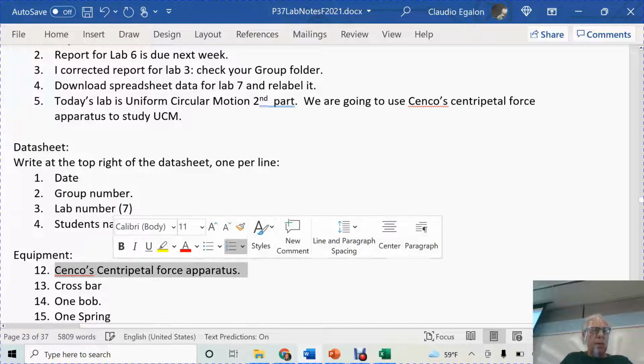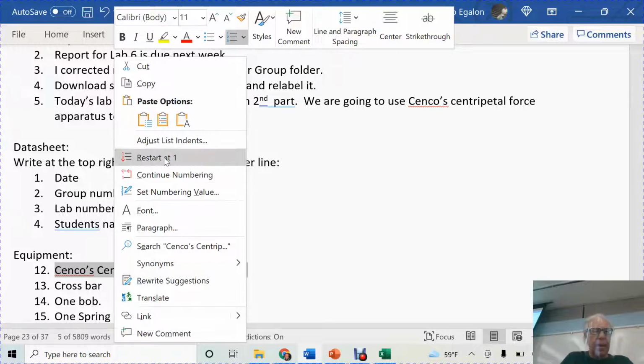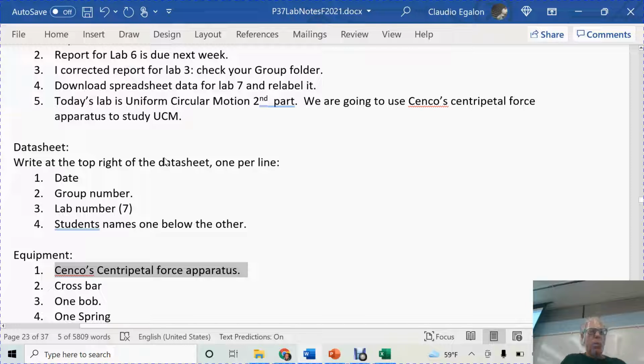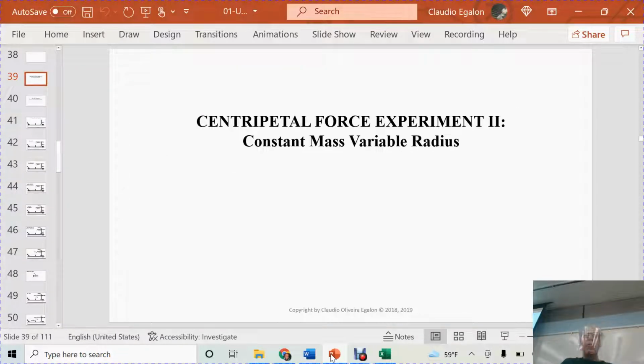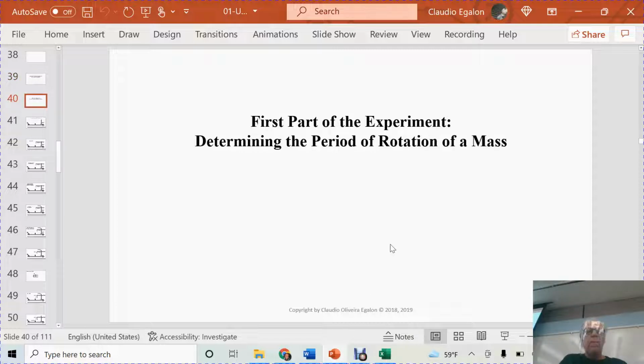Equipment: same equipment as before, and I'm going to walk you through it one by one with the slides I have here. Centripetal Force Experiment 2, constant mass, variable radius. The experiment has 2 parts just like the other one, but the order is slightly different because the procedure is different too. You have to determine the period of rotation of the mass. In this case, the mass will not vary. What's going to vary is the radius of rotation.